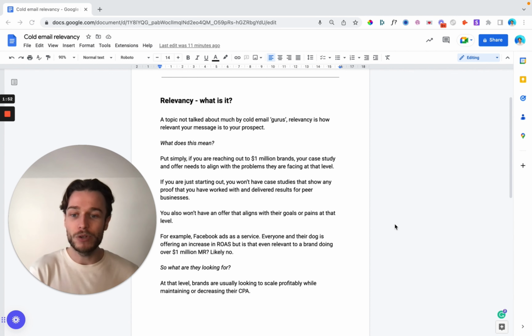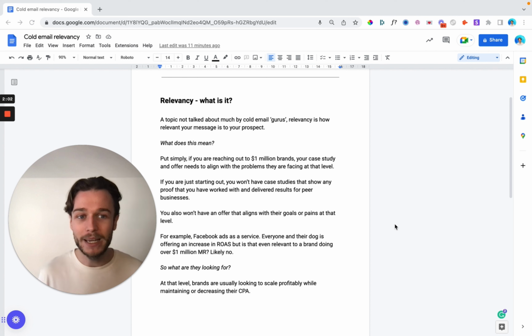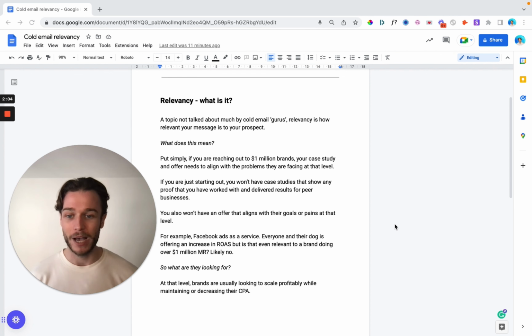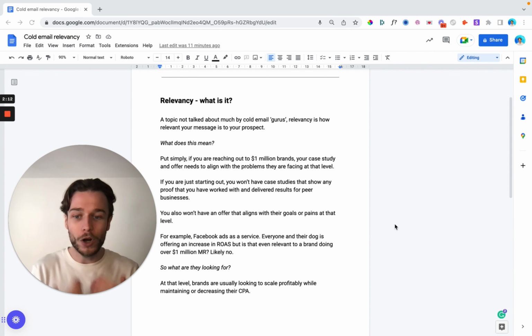And is an increase in ROAS even relevant to a brand that's doing, say, $1 million every single month? Well, the likely answer is absolutely not. If they've scaled to $1 million a month, they're probably pretty good at running Facebook ads. They're probably pretty good at running advertising in general because they've made it to that point. So an increase in ROAS isn't necessarily what they're looking for. So what are they looking for?